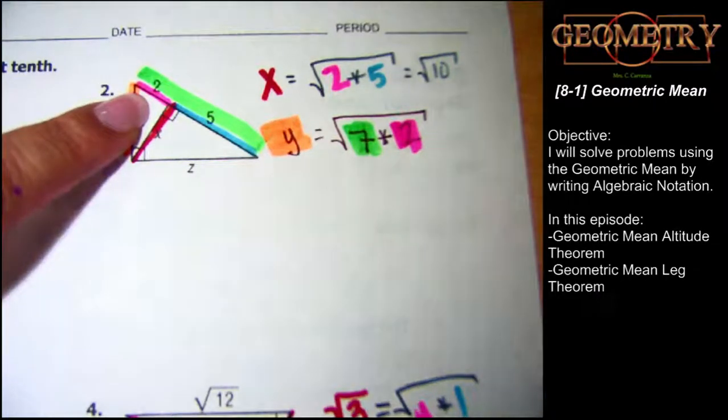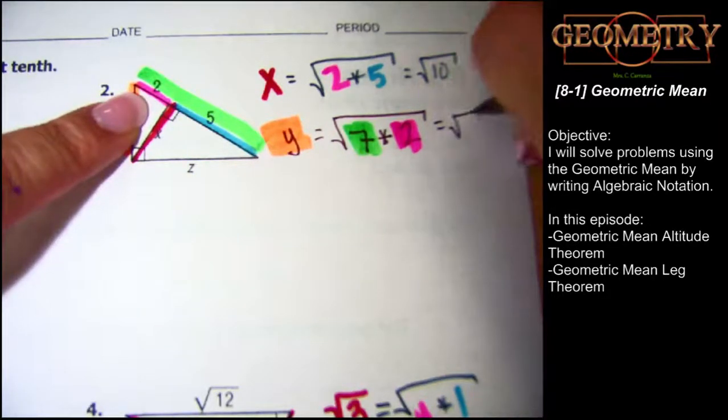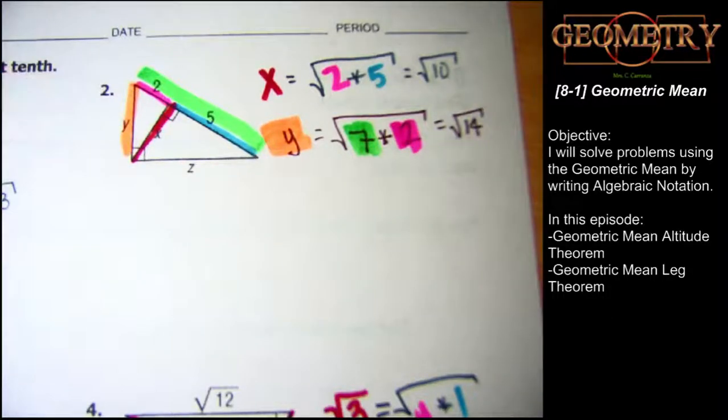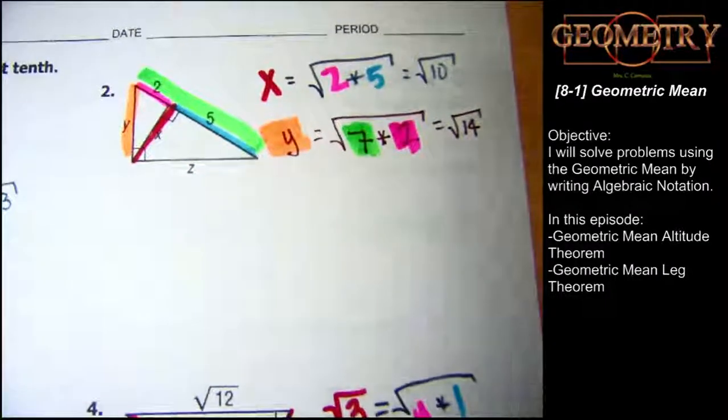I got 7 because I added 2 and 5 together. And that's what we got yesterday. But yesterday we had to find the proportion and then cross multiply, and way too much work.